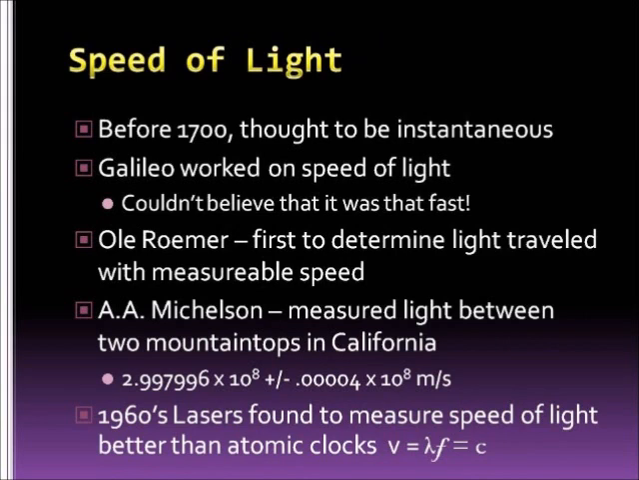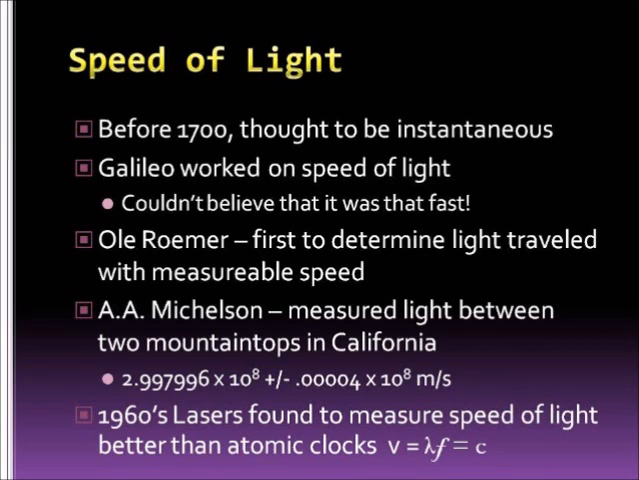Okay, so speed of light. Before 1700, they thought light instantly went from one place to another. And, I mean, when you turn on a light switch, you see the light right away. And so, well, of course, it just travels instantly. Galileo worked on the speed of light, and he got a really close number. He was within about 10%, but he just couldn't believe it was that fast.